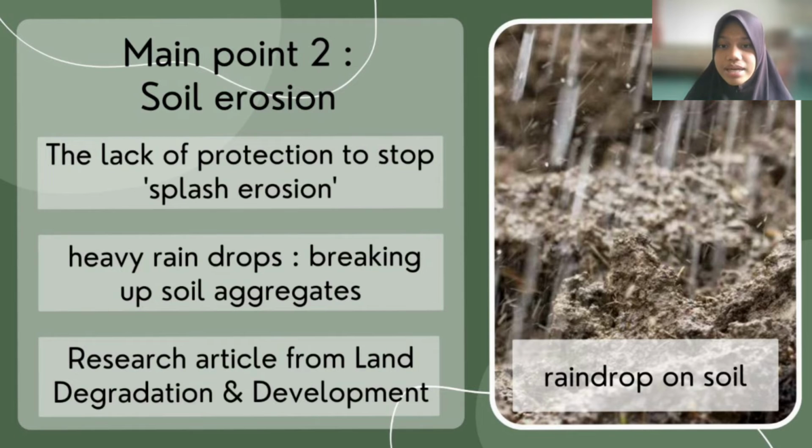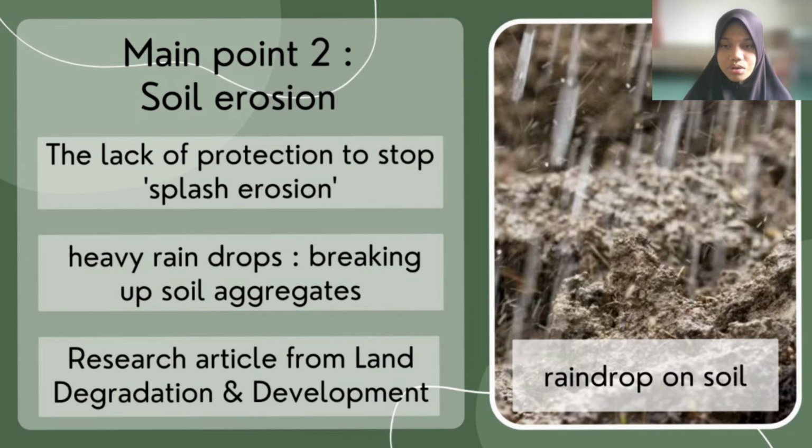Other than that, another way deforestation can cause soil erosion is by leading to the lack of protection to stop splash erosion, which is raindrop impact that represents the first stage in the soil erosion process. To put it differently, the outcome of deforestation is a dearth of tree cover to stop heavy raindrops from breaking up soil aggregates and detaching soil particles.